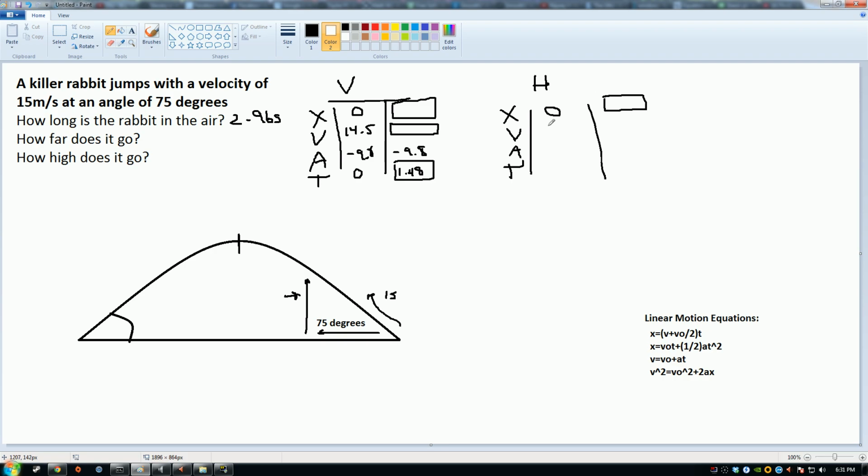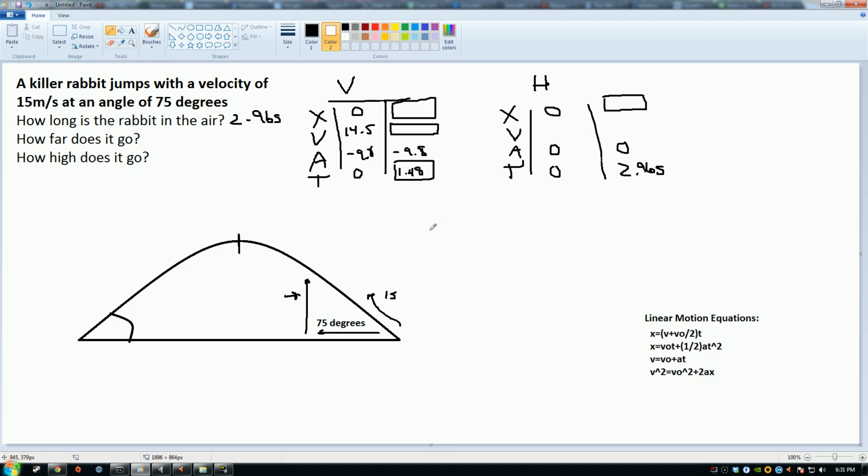Its velocity, we haven't calculated that yet, but we're going to do that similarly to the way we did with the vertical component. Acceleration is going to be 0, which is impossible in real life because of wind resistance, but we're not calculating that here. So acceleration is 0, and the time is starting at 0 and will end at 2.96 seconds.